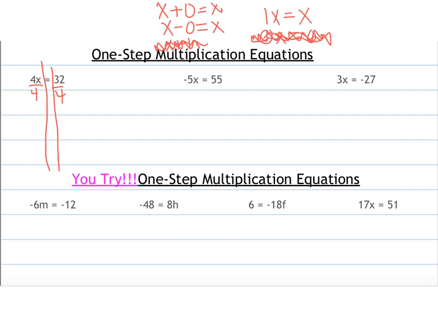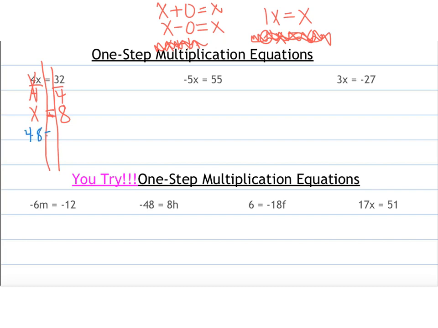All right, so 4 divided by 4 is 1, and on these, I do cancel it out so that I know that that's gone, and my x is going to carry down. And then I know 32 divided by 4 is 8. And then, just like last time, we have to check. So 4, oh my gosh, sorry.